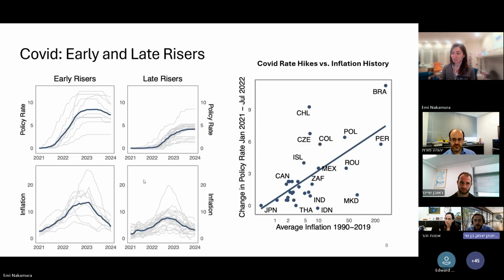Yeah, we have two questions from the chat. So the first question is, why doesn't the Taylor rule match during the COVID period or outside the US? Is it a change in central bank objectives? Is it something else?